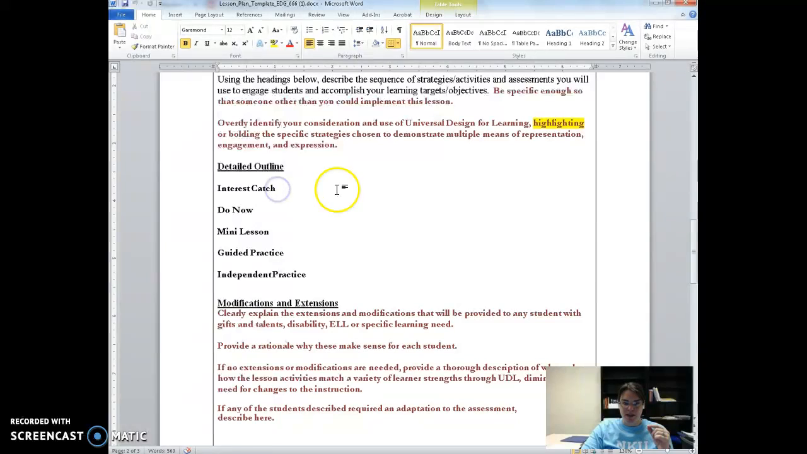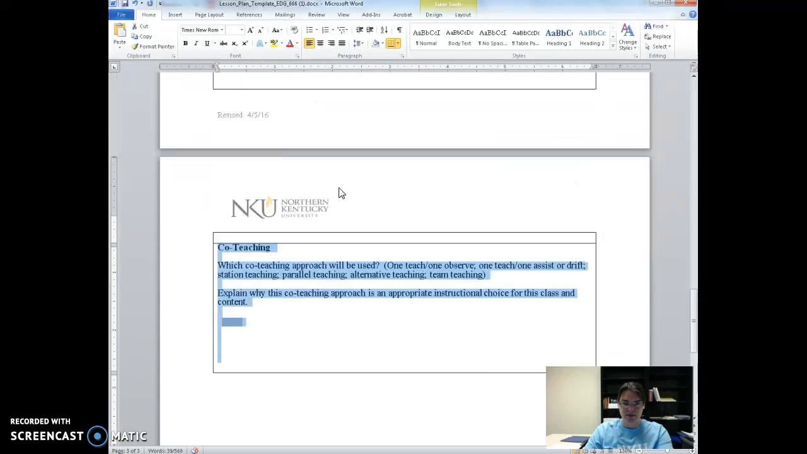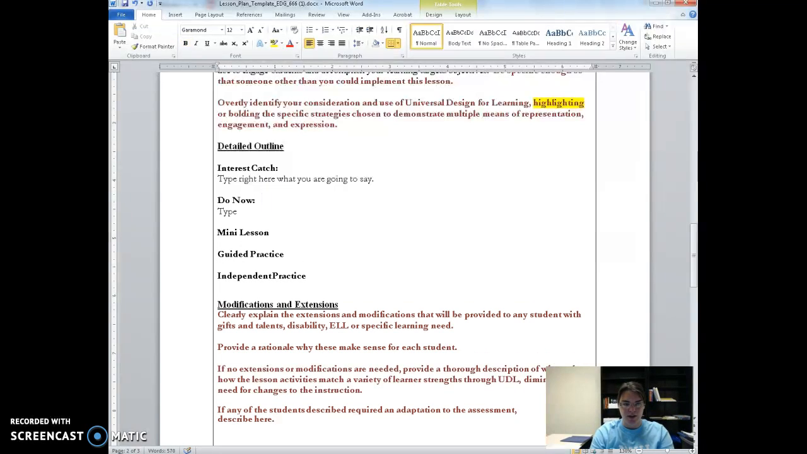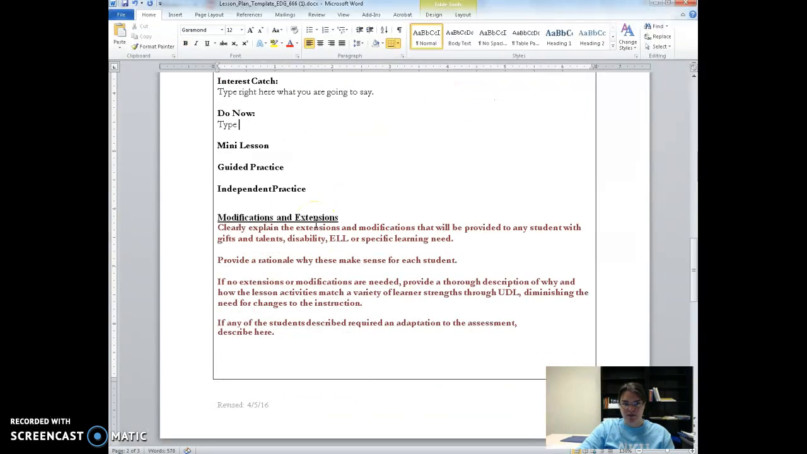So these can be your headers, and then you can type right here what you are going to say. I would probably unbold it. And so you can do that for each one. You can just type right under it. But just make sure that you describe enough that I understand what your lesson is doing and looking like, and I can understand your conceptualization of Universal Design for Learning.